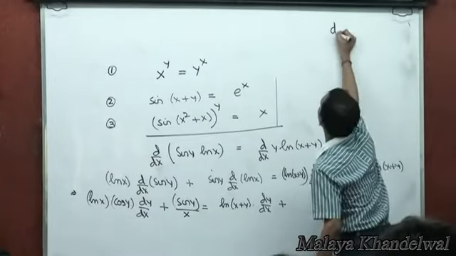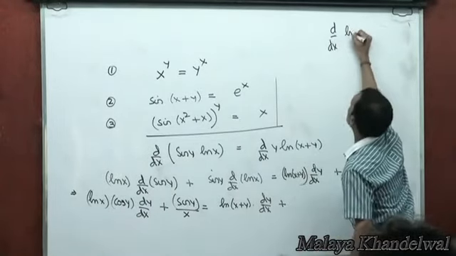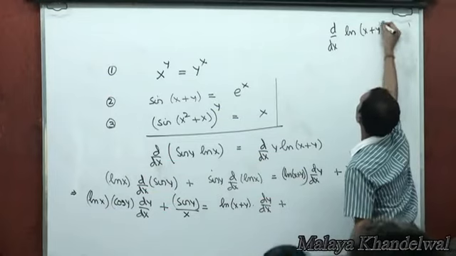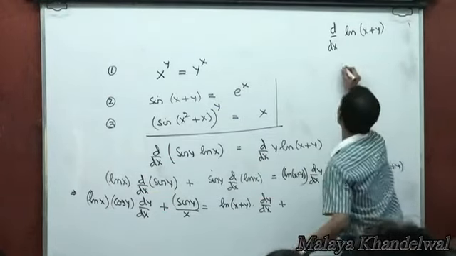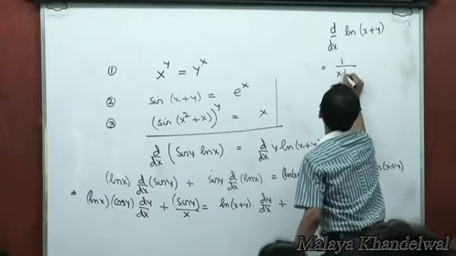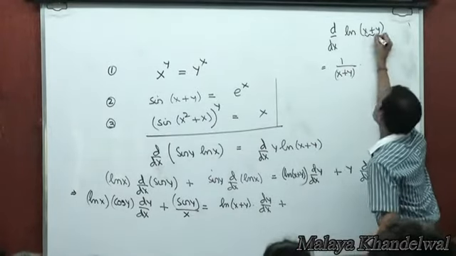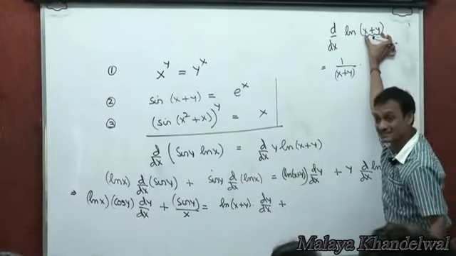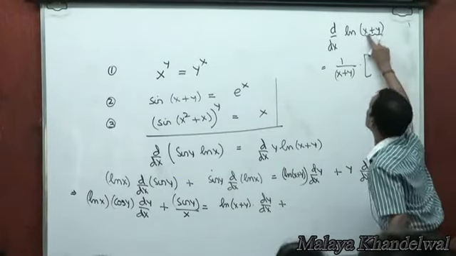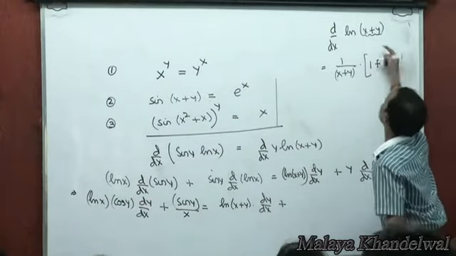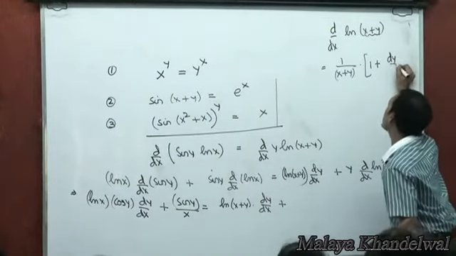d/dx of ln of (x plus y). Go from outside to inside, chain rule. Ln would give me 1 by (x plus y), and then come to terms with x plus y. d/dx of this would be d/dx of x, which is 1, plus d/dx of y, which is dy/dx. How about this?